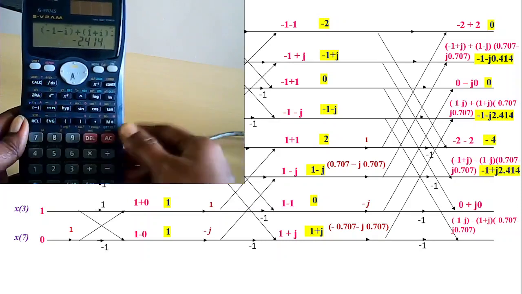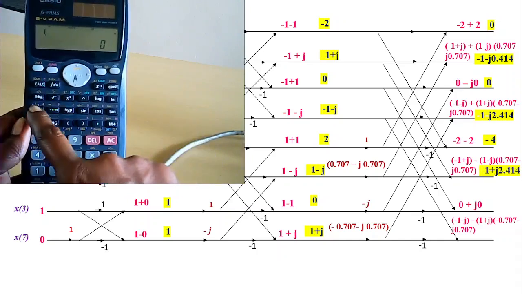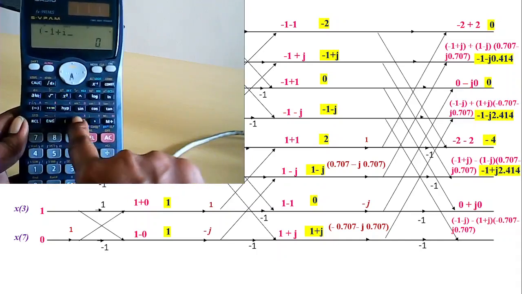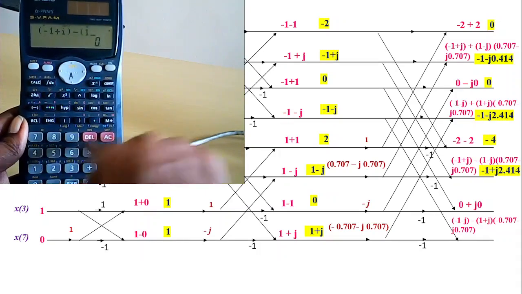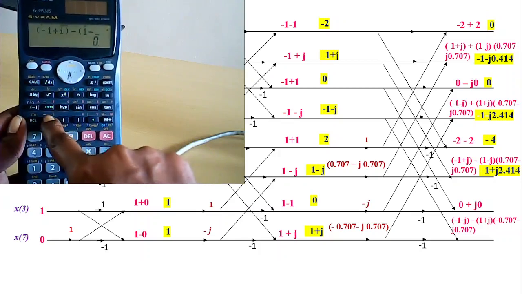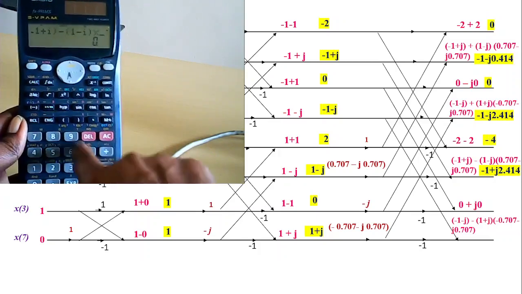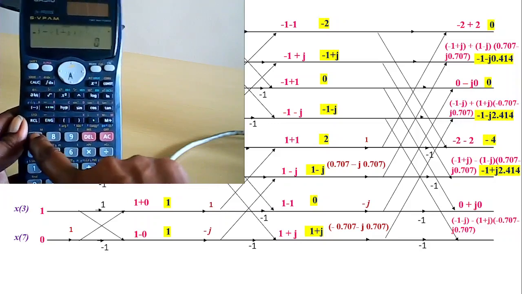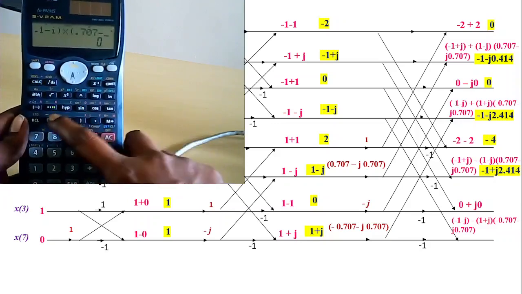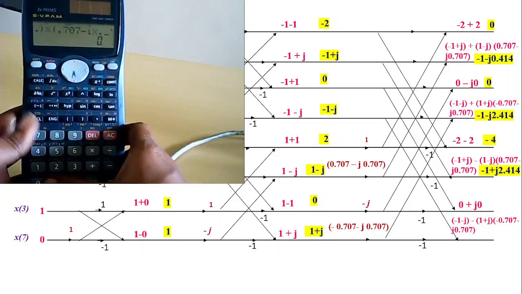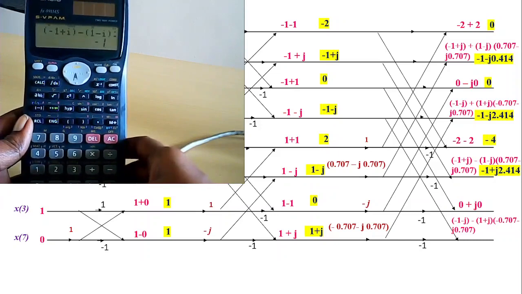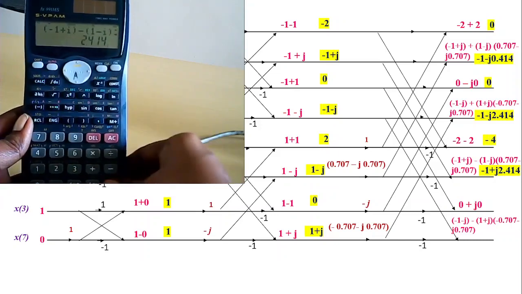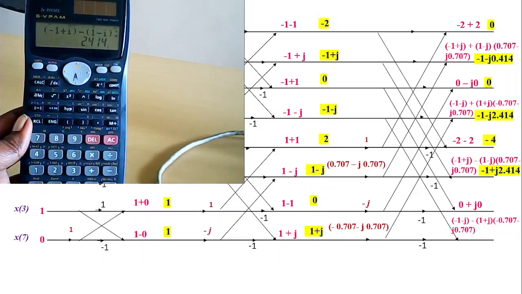Next we'll see: open bracket -1 plus j close bracket minus open bracket 1 minus j close bracket into open bracket 0.707 minus j into 0.707 close bracket, equal to. So you have -1, shift equal to, it's going to be plus j 2.414. Then 0 plus j0 is going to be 0.